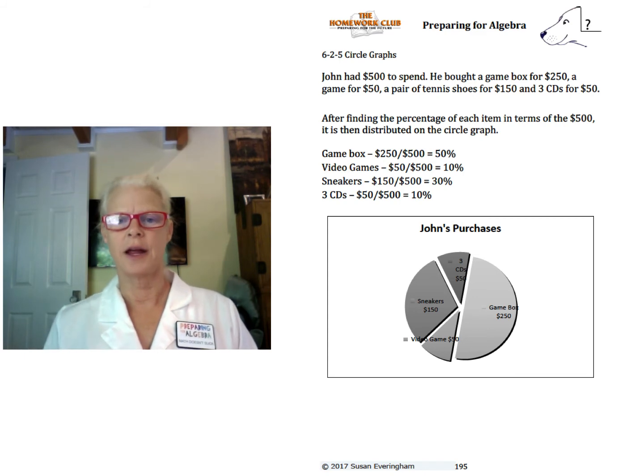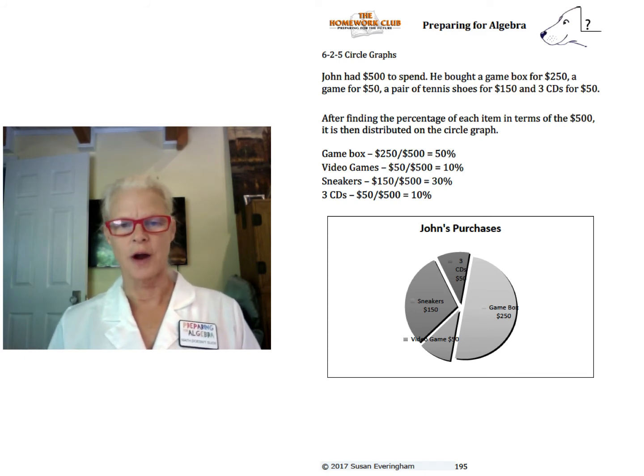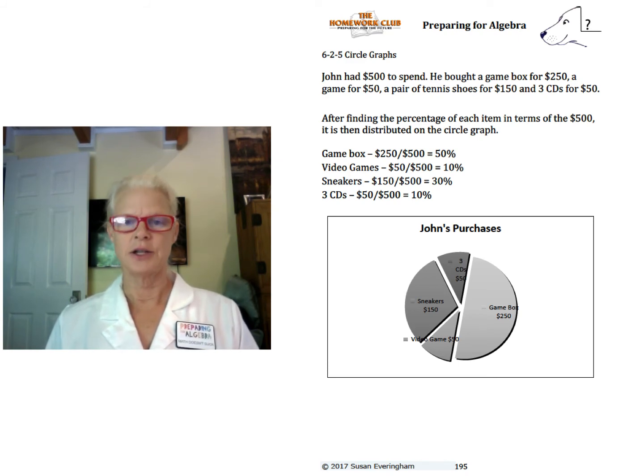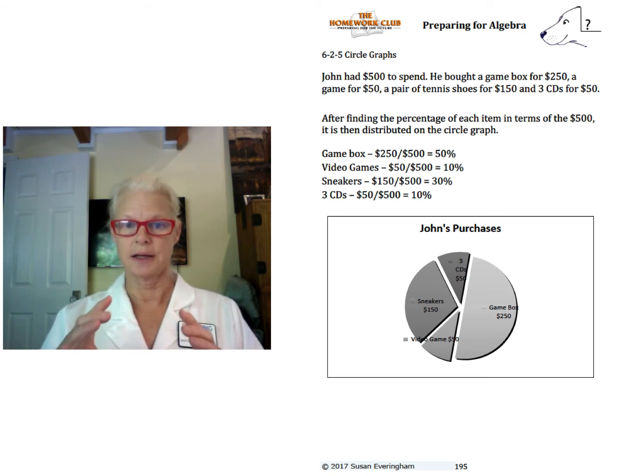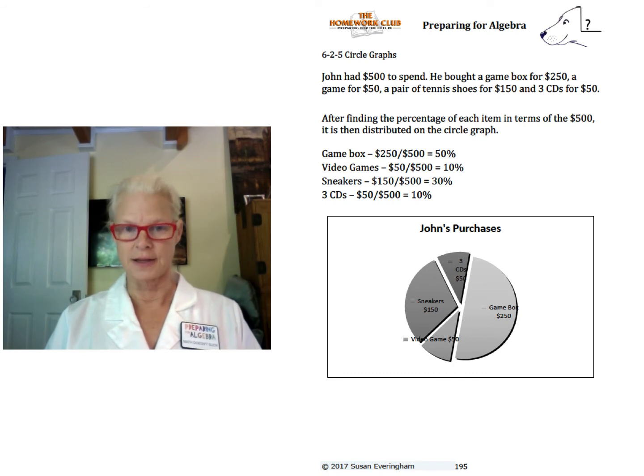Pages 195 and 196 are circle graphs, and the key here is finding the percent of each item in terms of a whole. So the whole being the pie. In this case, our pie or circle is worth $500, and John has spent the entire $500 in a certain way. And the key here is to take what he spent, divide by the whole to come out with the percent of that whole for that item. Let's go ahead and do this together.